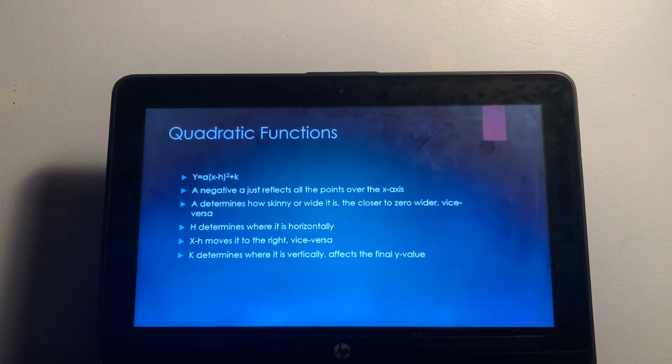Then k determines where it is vertically and affects the final y value. When you're done with the x minus h squared part, then you apply the k. That's how you do it, using order of operations. You do x minus h, then you square that, multiply it by a, and add k. And then you get y. Because if we think about what graphs and equations really are, it's: if you're given some x value, what will the y value be, so we can find out the graph and specific points.